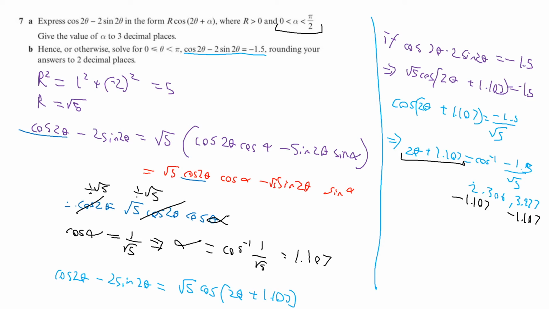And then we're going to divide by 2. In doing so, we get theta is equal to 0.60 and 2.54. And as you can see, it's within the range between 0 and pi.